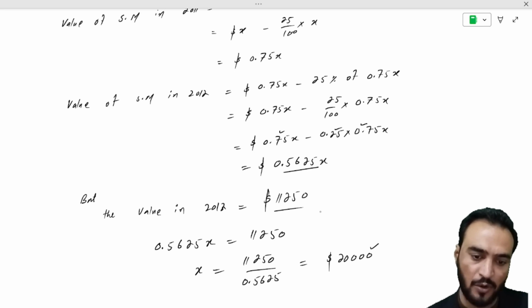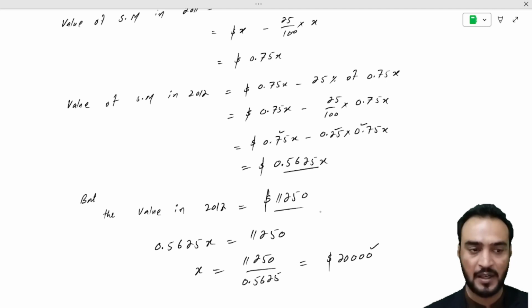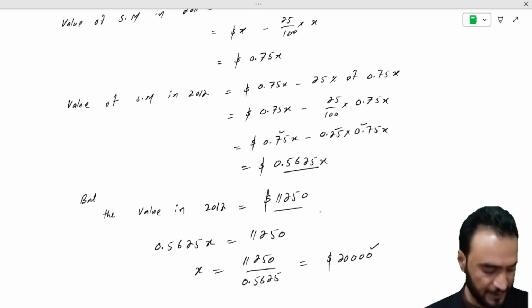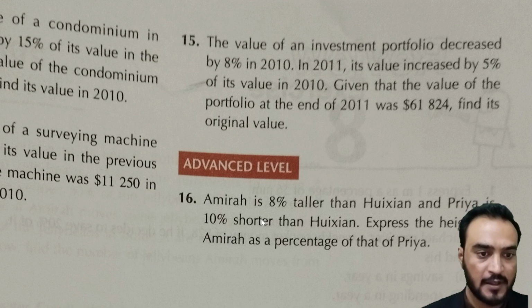$20,000. This was the value of the surveying machine in 2010. Sorry. So this was question number 14, and now we will solve question number 15. So let us solve question number 15, and the question is this.